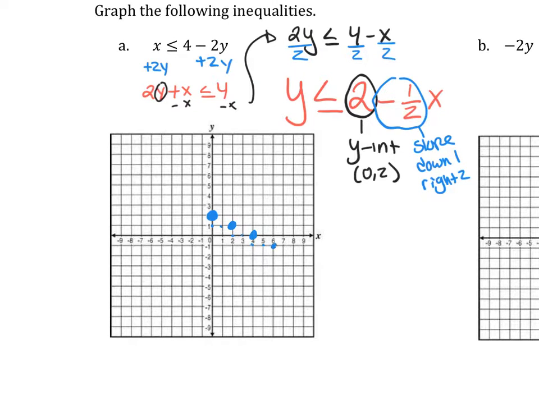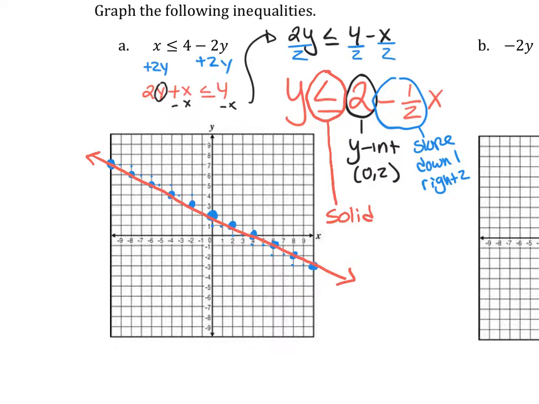So remember, slope is rise over run, change in y over change in x. And we want the points that we're finding to go all the way through our coordinate plane. Okay, and then when I connect my dots, will I use a solid line or a dashed line? Solid, yes, because it's less than or equal to. So solid line, go all the way through the coordinate plane.